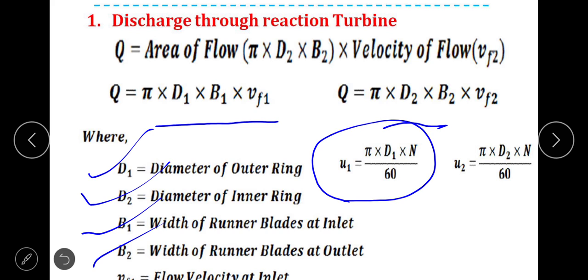Therefore, U1, the peripheral velocity at inlet, is equal to pi D1 multiplied by capital N by 60, where N is the speed in RPM. U2 is equal to pi D2 multiplied by capital N divided by 60. Here also N is the speed in RPM.